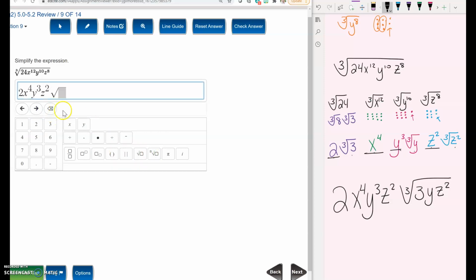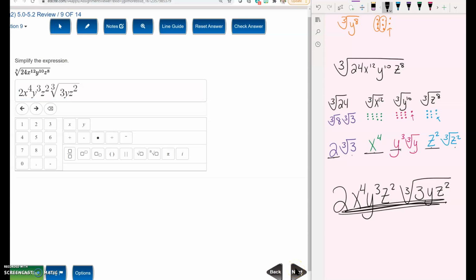An nth root, make sure you type in that that is a 3rd root of 3y. And again, there's no z on this thing, so you do have to type in z and then raise that to the 2nd. There is our final answer. Again, it's helpful to have that written down on your paper before you try to transpose that into the computer.